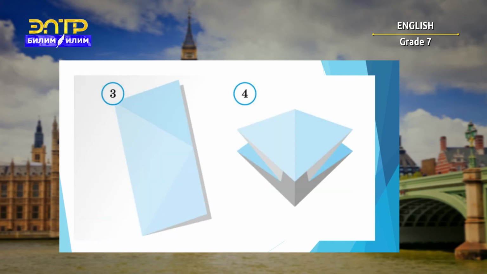And third step, fold the paper in half. Unfold so that the colored side is facing down again. Then fold your paper in half in the other direction. Unfold. In the fourth step, bring the top right and left corners down to the bottom corner.